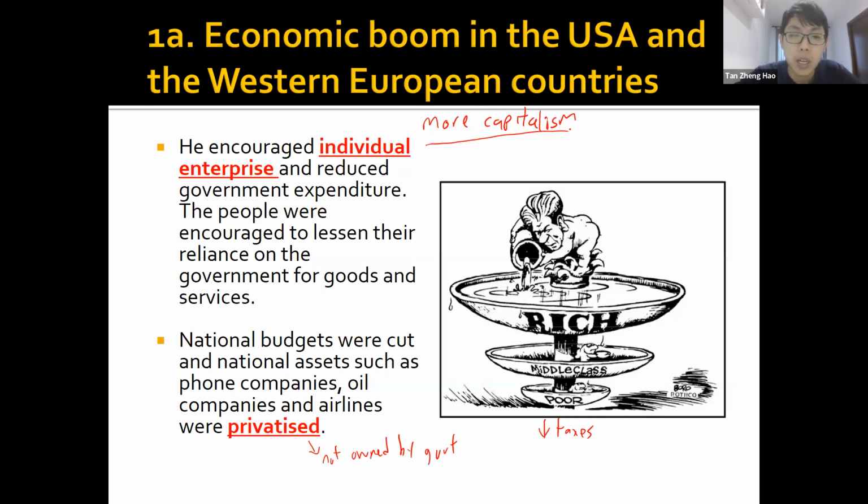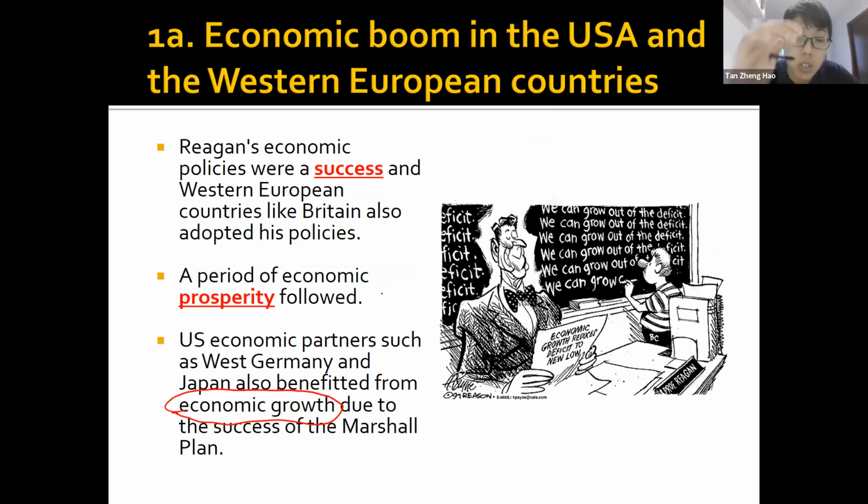grow the economy. Okay, so at the same time, they basically reduced government expenditure, reduced taxes, so that people will be more willing to work harder. Okay, so more privatization, more businesses. So a lot of big business was helping the economy grow. Okay, and it was very successful. There was a period of economic prosperity, so the country grew very wealthy.